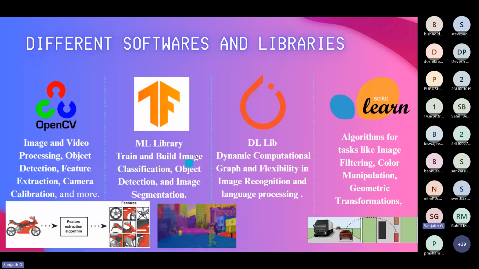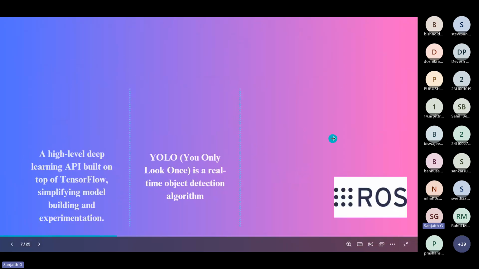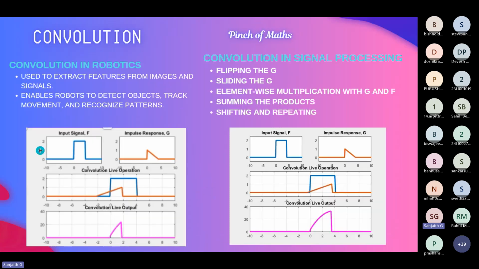So for that, we should use convolution. For detecting each and every part of the object, we should do convolution with different kernels. I'll explain what kernels are. It's also useful for detecting objects, tracking movements, and recognizing patterns.